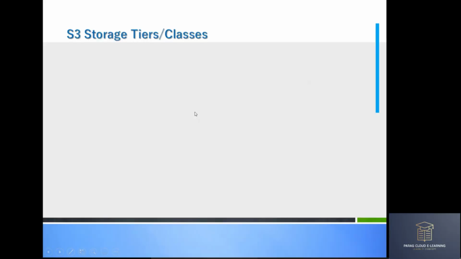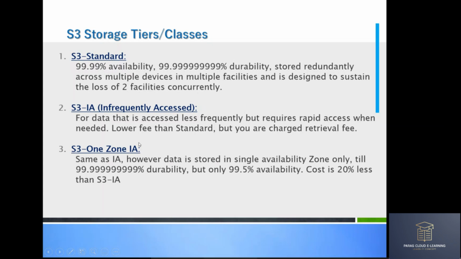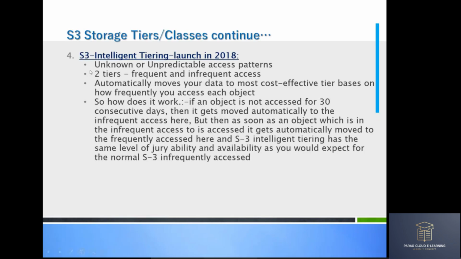The next topic is the storage types, or different classes or tiers. So what are the different tiers available in S3? First is S3 Standard. Second is S3 Infrequent Access. Third is S3 One Zone Infrequent Access. Fourth is S3 Intelligent-Tiering.